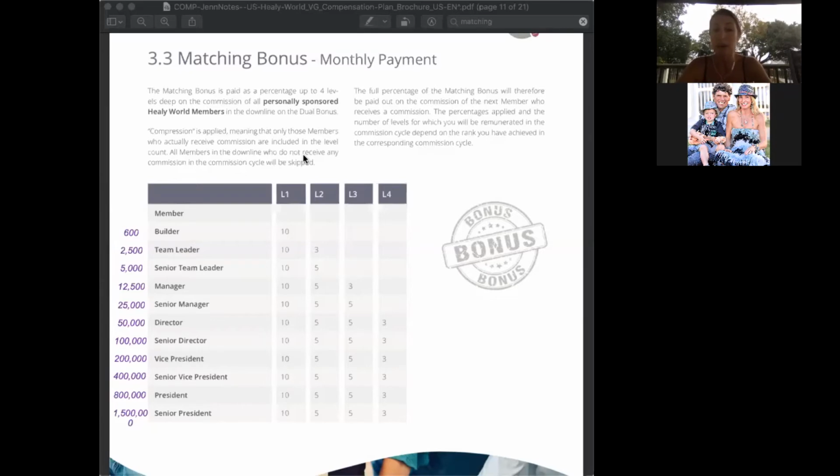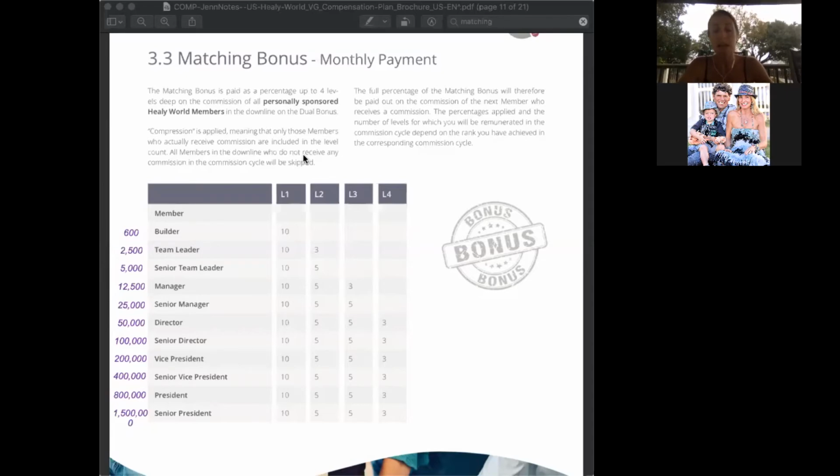Now, once I get to team leader and I'm going 2 levels deep, the same thing applies. There could be hundreds of people on my level 2. If I've enrolled 10 people on my level 1, and let's say each of them enrolled 10 people, wow, that's 10 times 10. That's 100 people on my level 2. As soon as I reach team leader, which is only a 2,500 total volume, okay, that's literally 2 residences sold. Once I reach team leader, I get paid 3% of every single one of those 100 people, what they earned on their dual bonus. And again, if the person who I enrolled, who enrolled them, did not earn a dual bonus this month, they're compressed out, and that person counts as my level 1, I earn 10% on them.